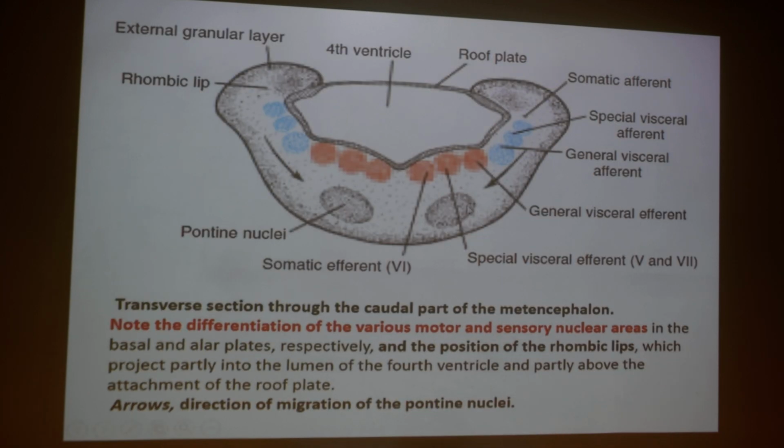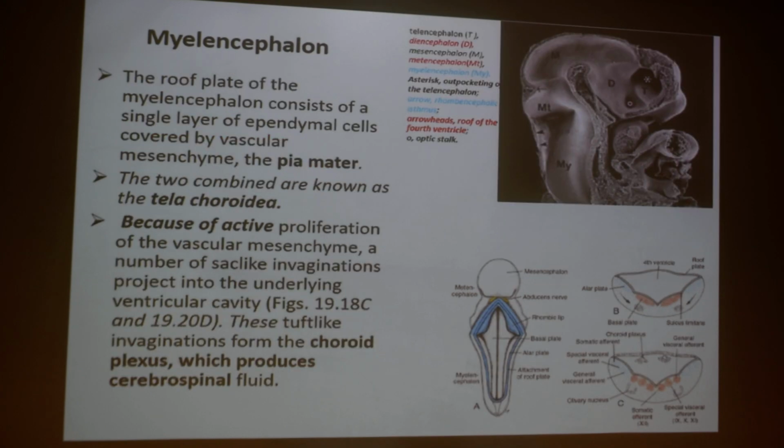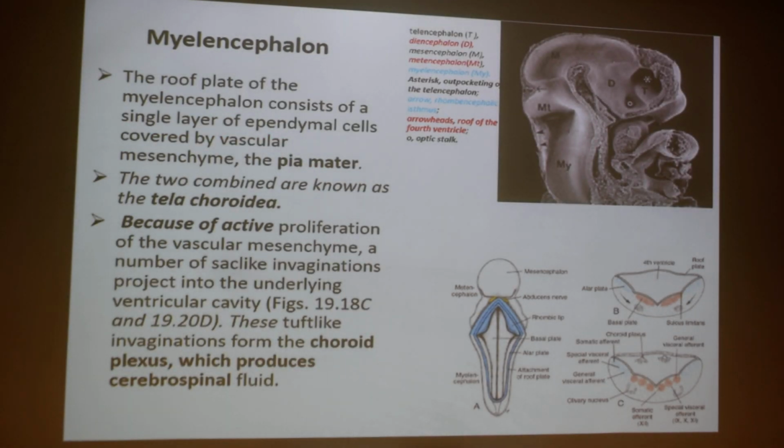So this is again showing you the different set of nuclei, and this area, which is the white matter, is going to come from the marginal layer of the basal plate. Okay. The roof plate. We have talked about the basal plate and the alar plate. You know the alar plate is lying laterally, basal plate is lying medially.